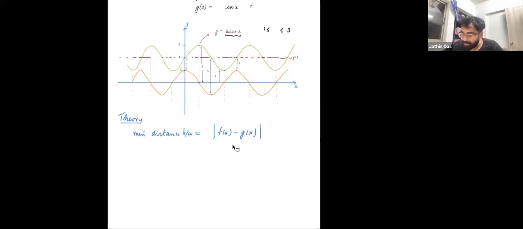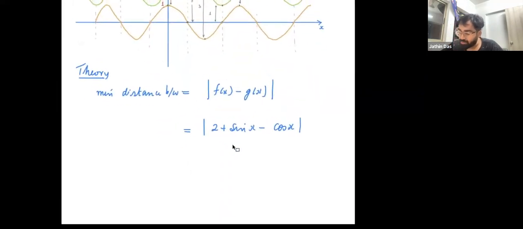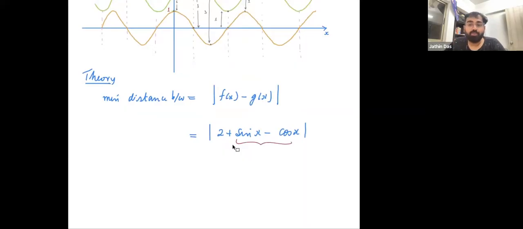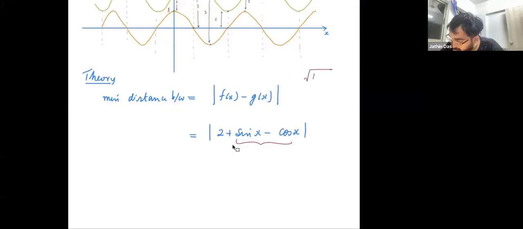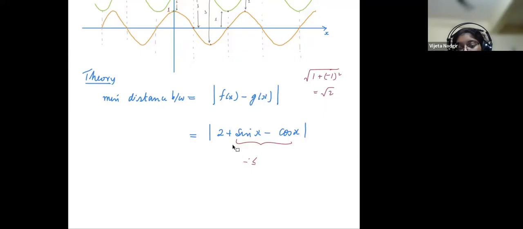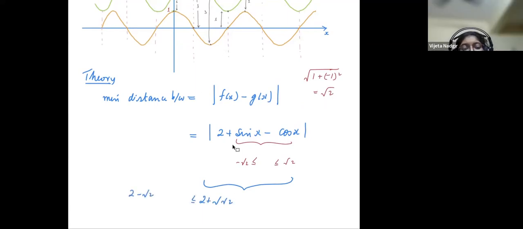Okay? So now f(x) is 2 plus sin x minus cos x. Now you will tell me just now, what is the range? It is in the form a sin theta plus b cos theta, so root 2, plus or minus root 2. Even if it is minus, don't worry, you will get root 2 only. It is between minus root 2 and plus root 2, and you are adding 2. So this whole thing will be between 2 minus root 2 and 2 plus root 2.